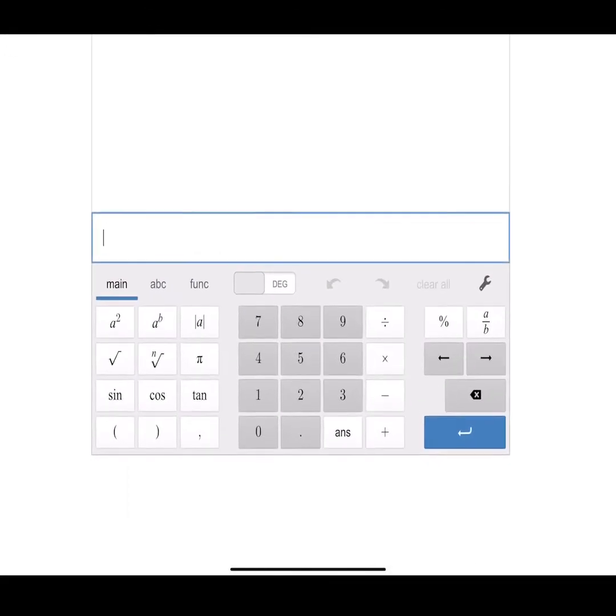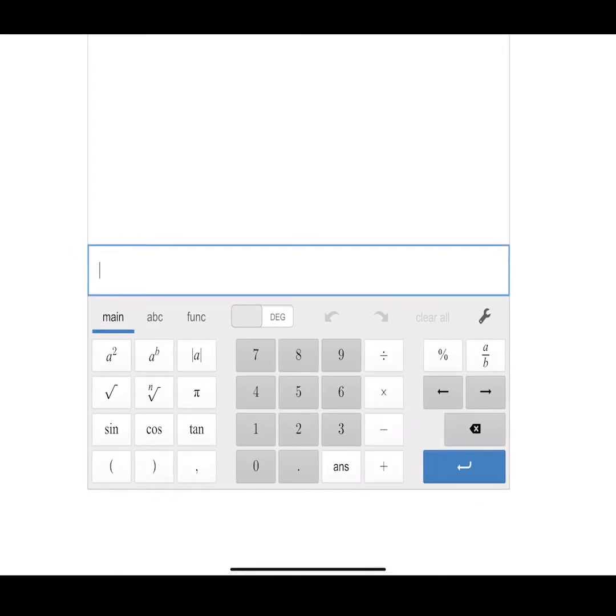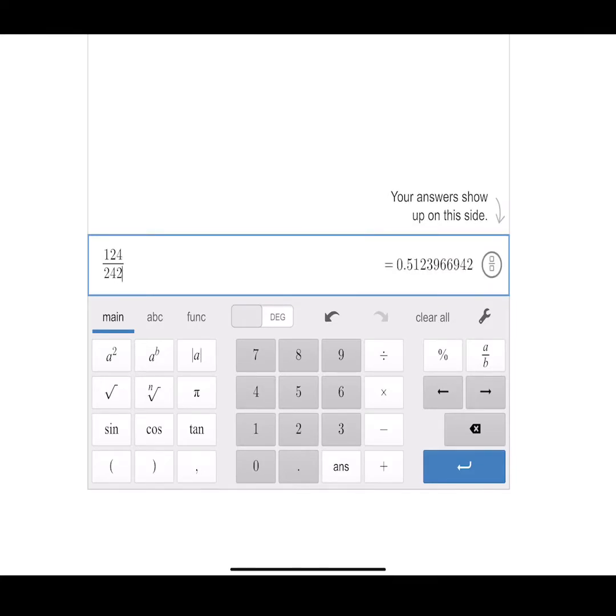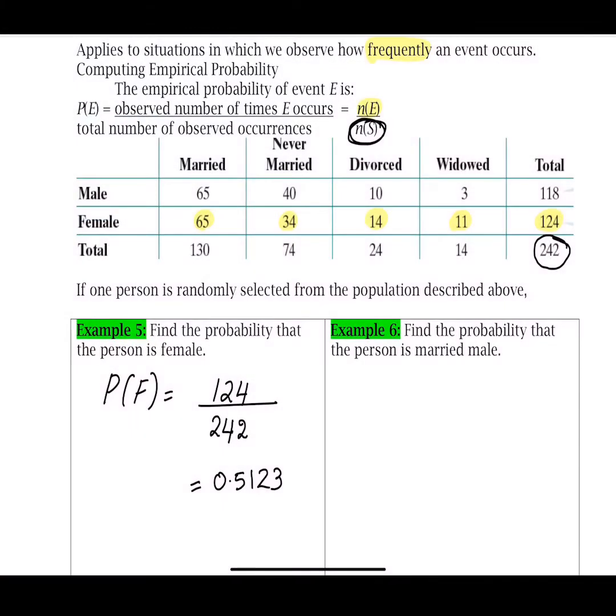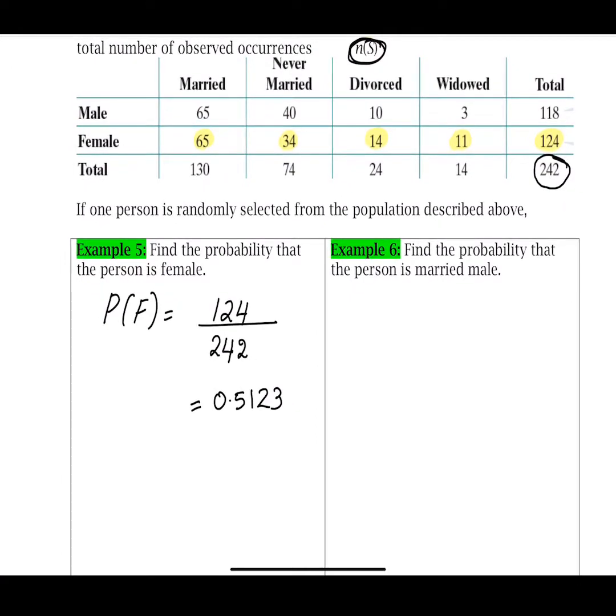Okay, Desmos scientific calculator right here. So in my Desmos, what do I have? I have 124 divided by 242. You see this button right here? If you click on it, this will give you a simplified version. So the simplified version is 62 over 121. So there are two ways of doing it. You can either give it to me as a fraction or as a simplified version, 62 over 121. Okay, however your MyMathLab is asking you for.